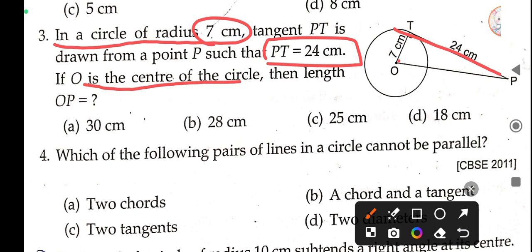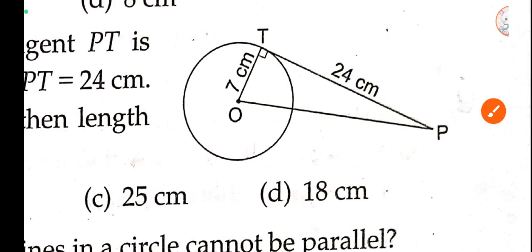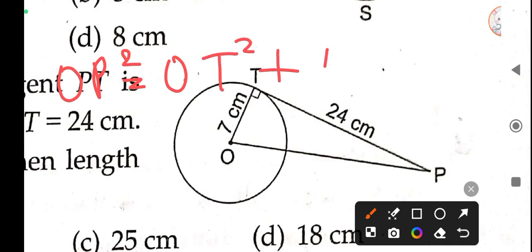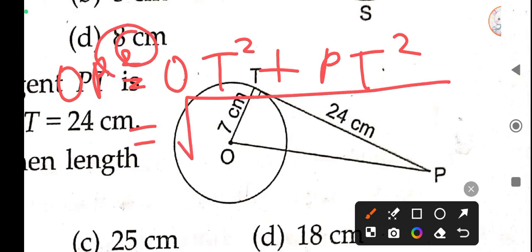Now we have to find OP. It's very simple. You can see that we are getting exactly a right angle triangle, so this is very easy. Now you can find it out with Pythagoras theorem: OP square is equal to OT square plus PT square. Now if we proceed further, if we remove this square sign, we will take the square root on this side.